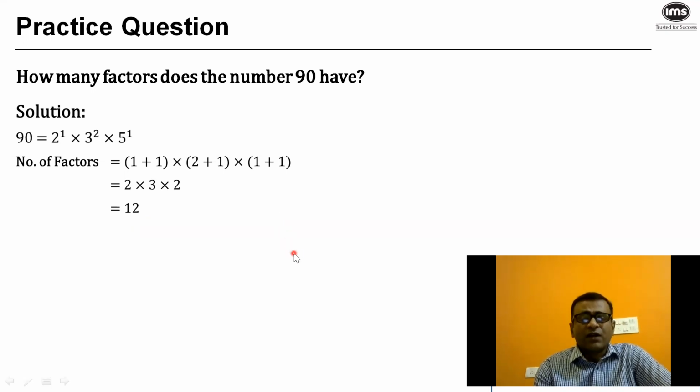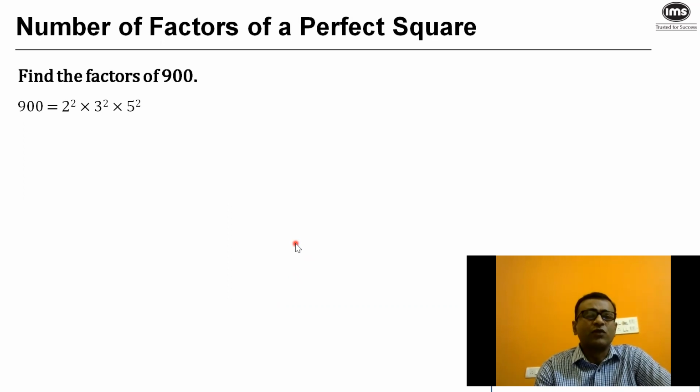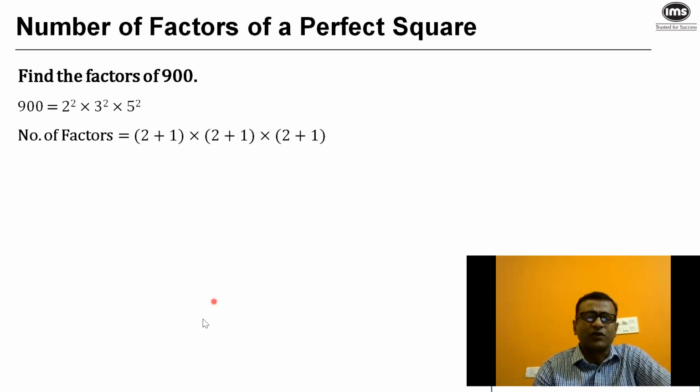Next, if the number is a perfect square, let's say 900. Obviously, first we do prime factorization. That gives us 2 to the power 2, 3 to the power 2, 5 to the power 2. And we simply add 1 to each and every power: 2 plus 1, 2 plus 1 and 2 plus 1. Here you can see that these are the powers, and here we are adding 1, which we have already discussed in the previous slide. How do we get the total number of factors? By multiplying 3, 3, 3, that will give us 27.